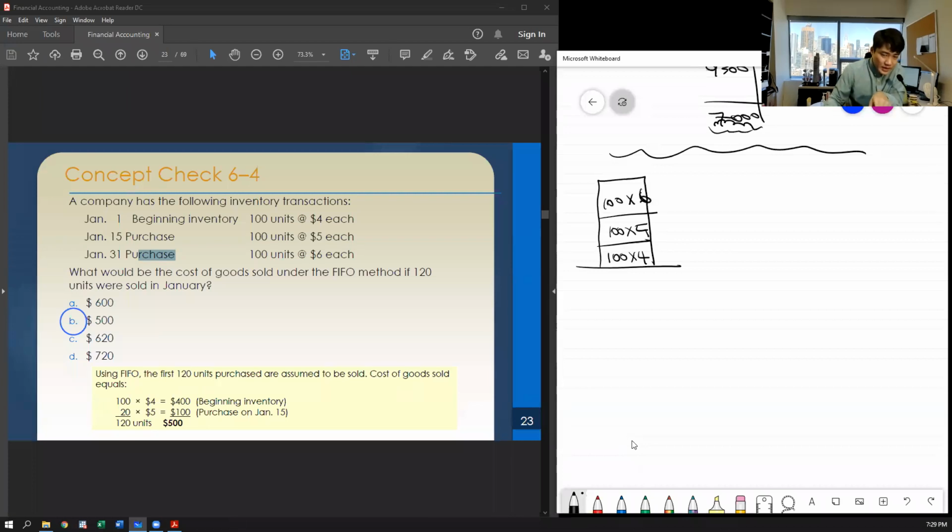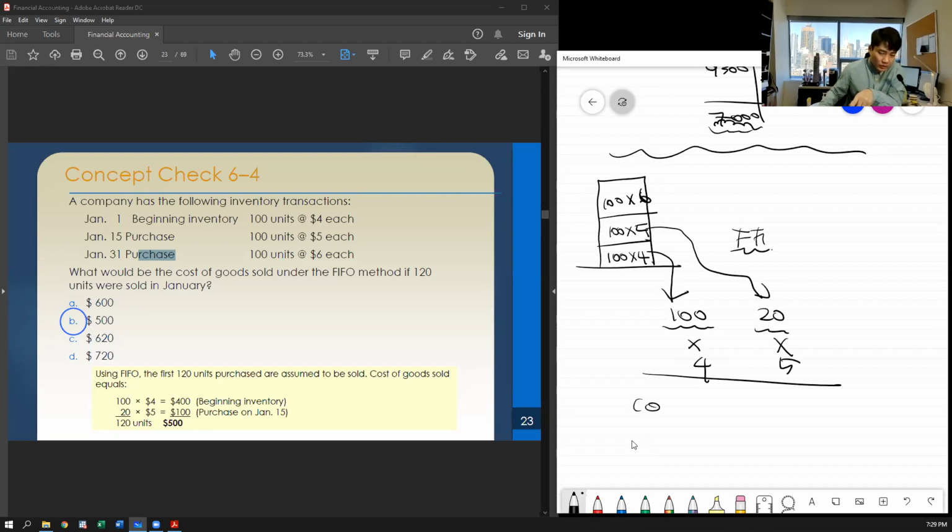Now, according to this, the company adopts FIFO, and 120 units were sold. So what that means is that you're going to be taking the entire 100 units from the first stack, and you're going to be taking 20 units out of the second stack. Now for the cost, you multiply 100 by 4, you multiply 20 by 5, so that will give you a total cost of goods sold of 400 plus 100. So that's 500. Hopefully, did I get it correct? So 500.